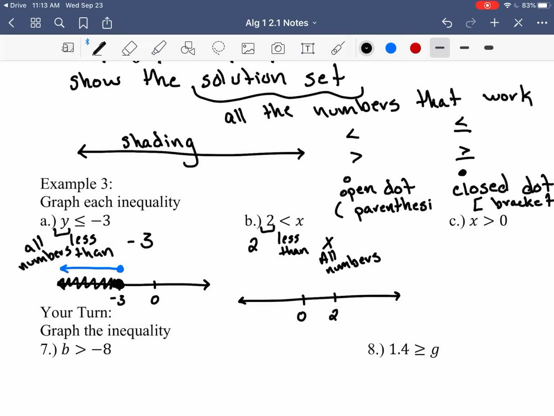So first let's determine the dot. It is strictly less than, so that's going to be an open dot. So I'm going to put a big open dot there at 2. Don't shade it in. And I want 2 to be less than any numbers I shade.